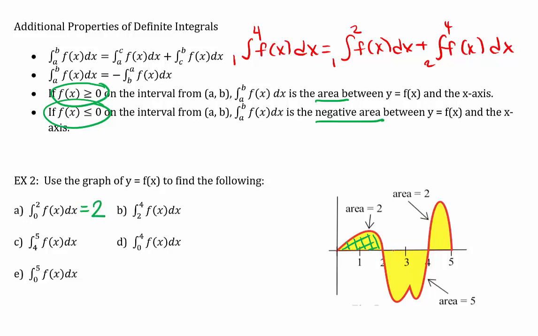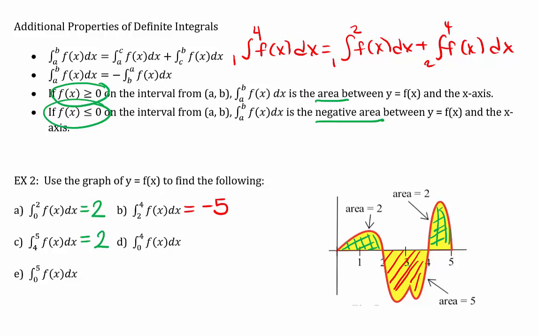If we integrate from 2 to 4, the function is now below the x-axis, and so our answer should be the negative area, or negative 5. If we integrate from 4 to 5, the function is again above the x-axis, so our answer is our area, which is 2.